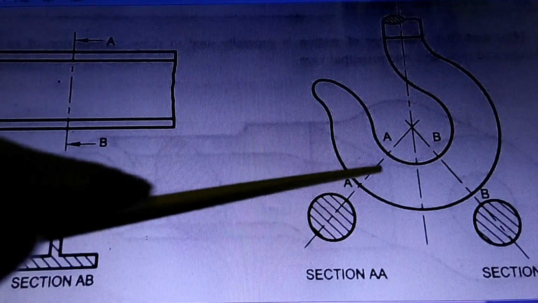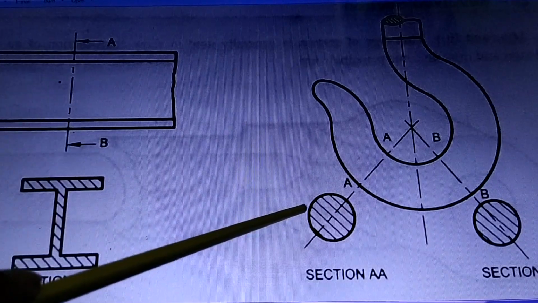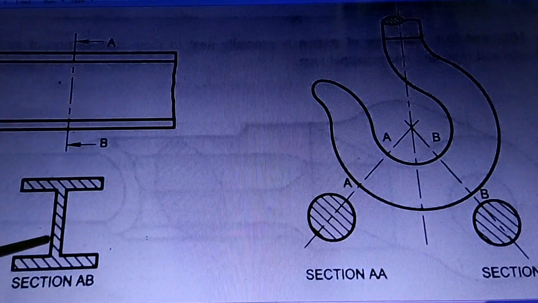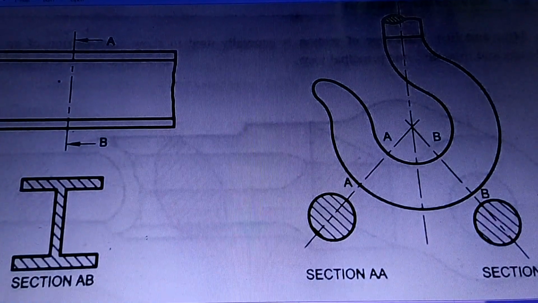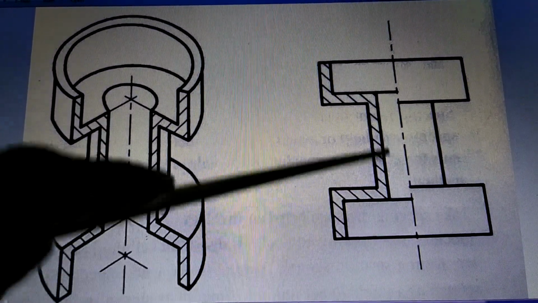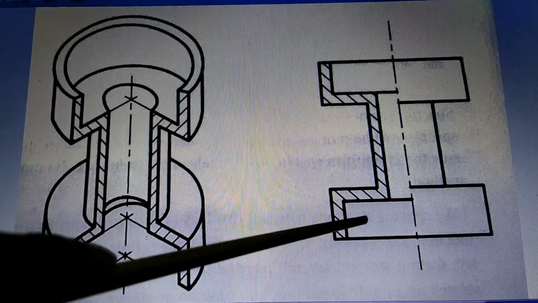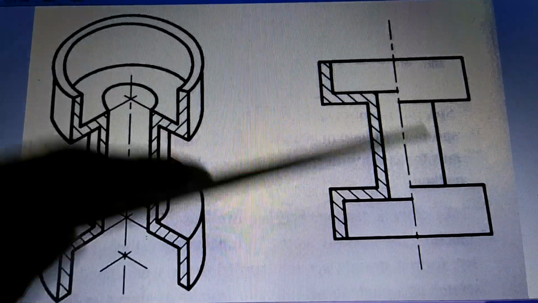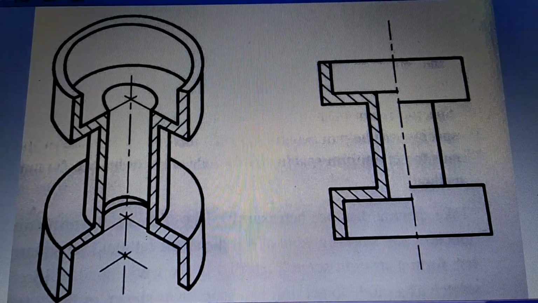This is a removed section. You cut the section and remove it outside. Cut from here and remove the section outside. Removed section it is. Then we saw half section, how the object is shown in half section. So partly it is seen from outside and partly it is seen from inside.